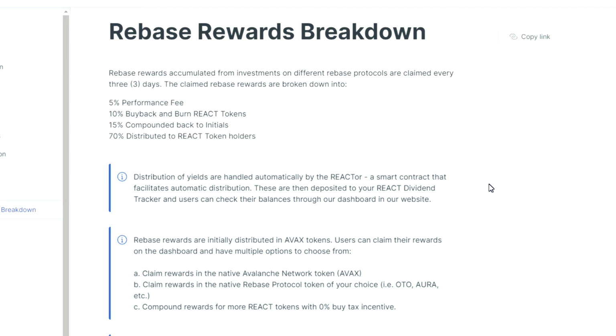As of right now, this project is still fairly new, so you are only able to claim in AVAX, and you can also recompound. You are not able to claim in the native tokens that they are invested in protocols. So for example, if they are invested in Titano, right now you cannot claim those tokens in Titano, but that is something that is coming in the future.